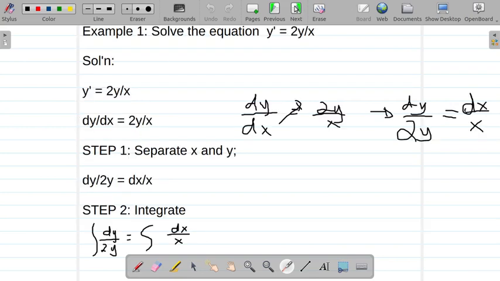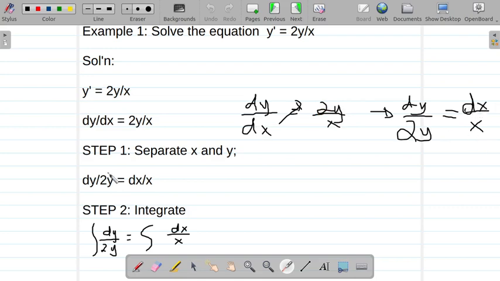So next is example number 1. Solve the equation y prime is equals sa 2y over x. So y prime can be written as dy over dx. In this equation, wala pa na-separate ang y in terms of dy and x in terms of dx. So to separate, pwede nato i-cross multiply. So pwede nato i-write og dy over dx is equal sa 2y over x, then cross multiply, makakuha tag dy over 2y is equal sa dx over x.